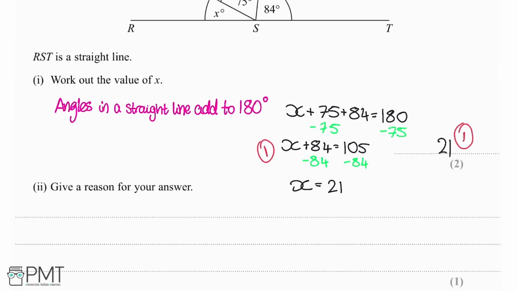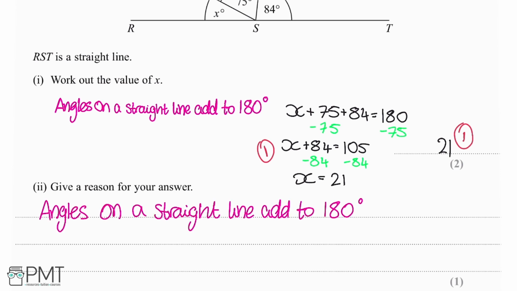Now for part 2, we need to give a reason for our answer. And essentially, we already did this when completing the first part. Our answer is this, and it would probably be better for me to word it as angles on a straight line. And for that statement, you get 1 mark.